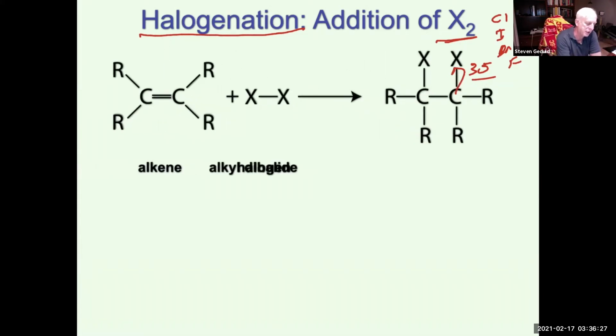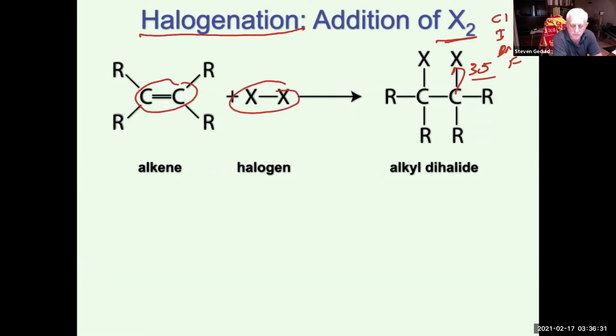So here's your alkene, your double bond. X represents a halogen: fluorine, chlorine, bromine, or iodine. One of those. Those are your halogens. And you're going to add a halogen to each side of the double bond. So you have an alkene plus your halogen, and you get an alkyl dihalide. Alkyl is a carbon compound. Di means 2. Halide means a halogen.